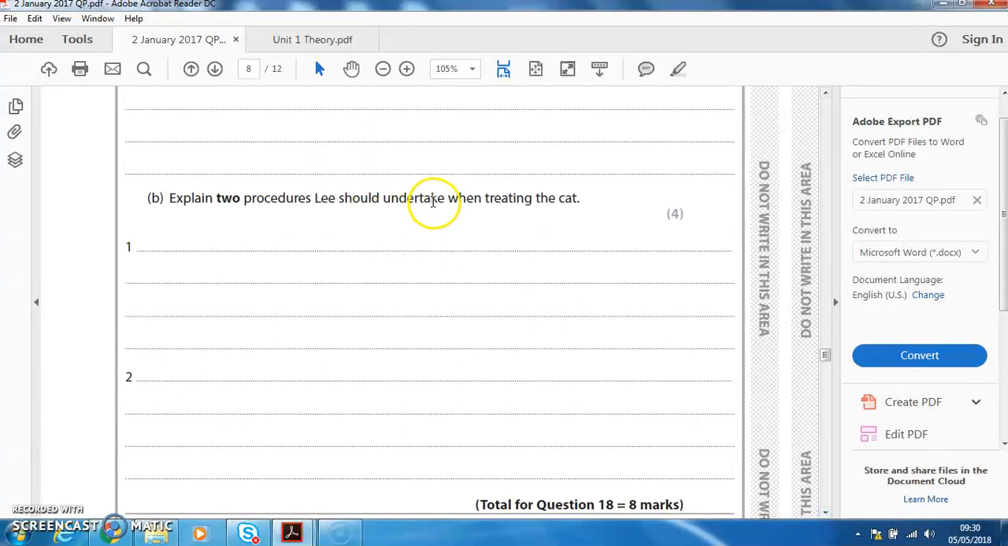Two procedures undertaken when treating a cat. Well, a cat tends to bite and scratch and run away. So restrain the animal, gently restrain it so it doesn't get too anxious and stressed. And secondly, probably wear gloves. So you might consider wearing gloves or some kind of protection in case it bites you.